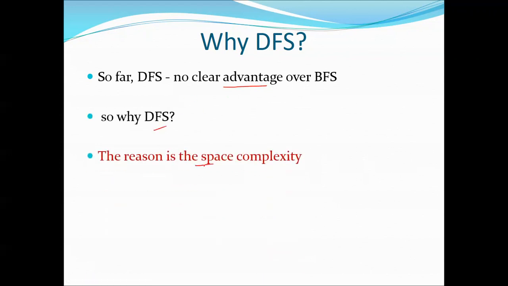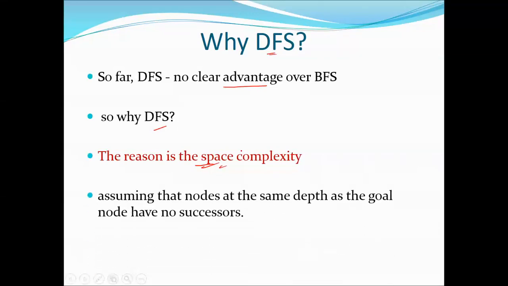The reason is space complexity. Actually, DFS has a very much reduced space complexity compared to BFS. Let us discuss this with an example. Assume that the nodes at the same depth as the goal node have no successors. That is, consider a tree something like this. Say this is the goal node, and the nodes at the same level as the goal node don't have any successors. Whichever node is the goal node, that is the maximum depth of the tree.